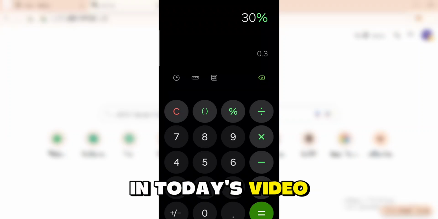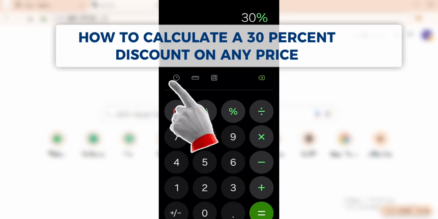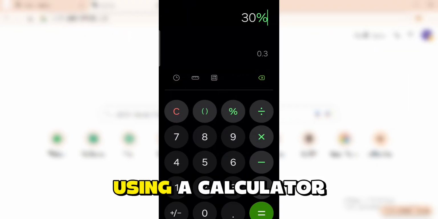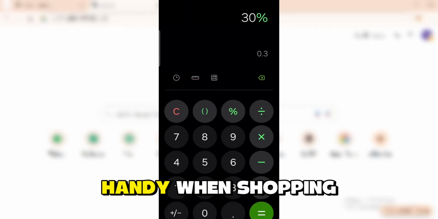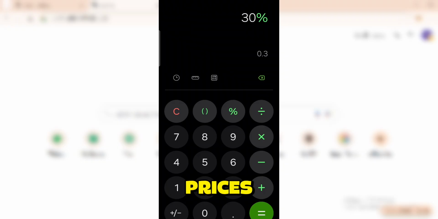In today's video, I'm going to show you how to calculate a 30% discount on any price using a calculator. This is super handy when shopping or trying to figure out sale prices quickly.